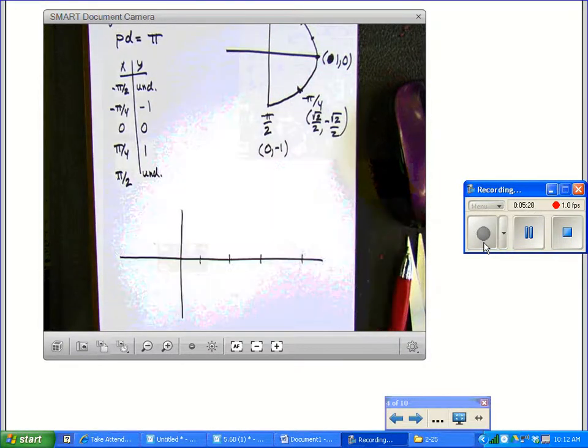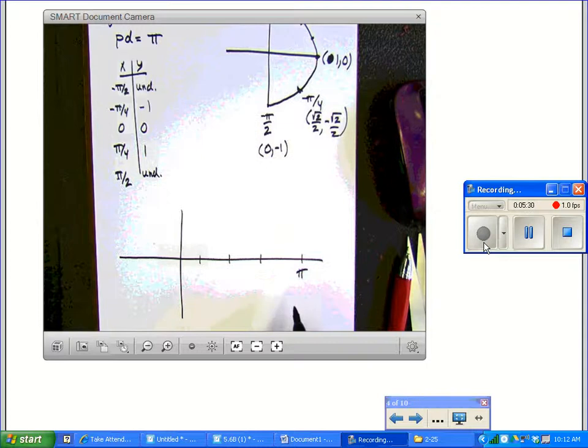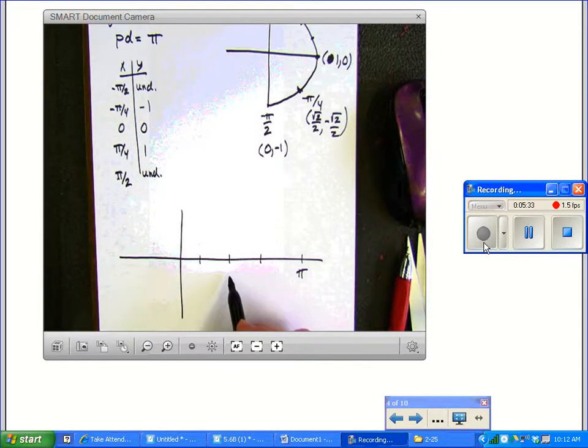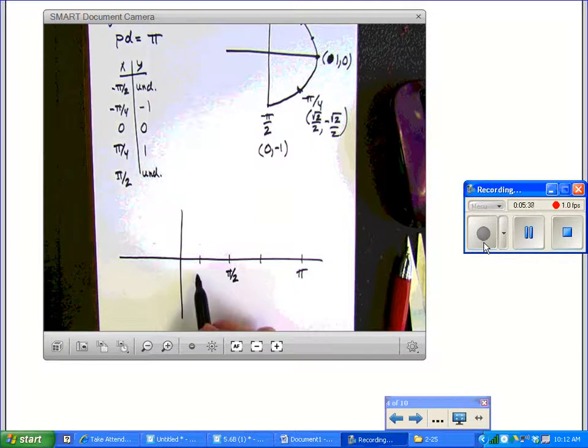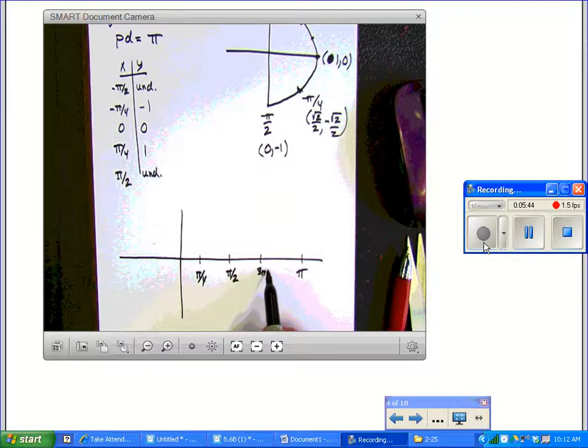Pi, as opposed to 2 pi, it's just pi. So half of that would be pi over 2, half of that would be pi over 4, and then it's pi over 4, 2 pi over 4, 3 pi over 4.